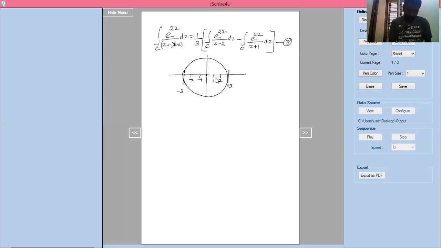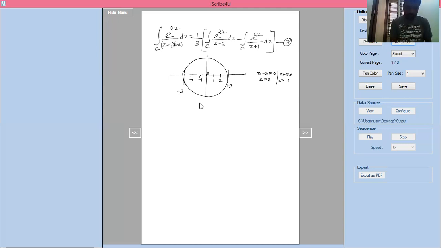This is the origin. Now take z minus 2 equal to 0, so z equal to 2. Another one, z plus 1 equal to 0, so z equal to minus 1. That means z equal to a is 2, and 2 is lying inside the circle. Here z minus 2 is z minus a, and z plus 1 is there too. Both zeros, z equal to 2 and z equal to minus 1, are lying inside the circle modulus of z equal to 3.